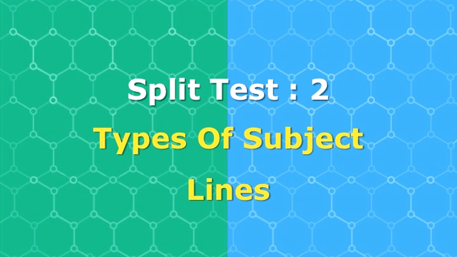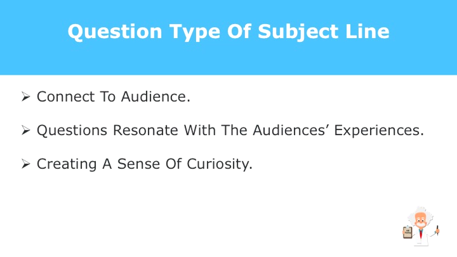I can talk all day about how you should write your subject lines, but which type of subject line should you write in the first place? Here, I have the top 5 subject lines that convert best. Questions. These are excellent for subject lines because they get the reader to think about how the subject matter relates to their daily lives. The best question resonates with the reader's experience while creating a sense of curiosity.